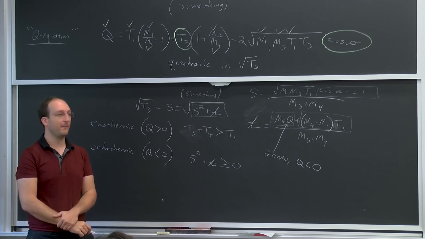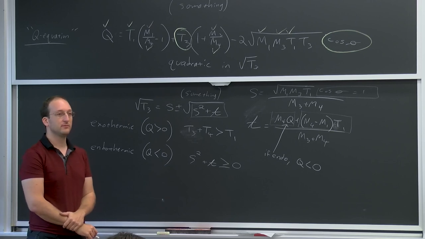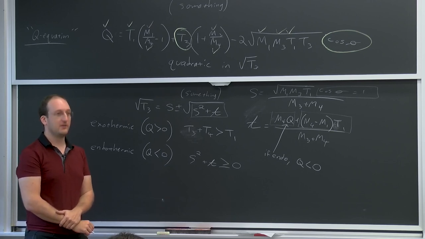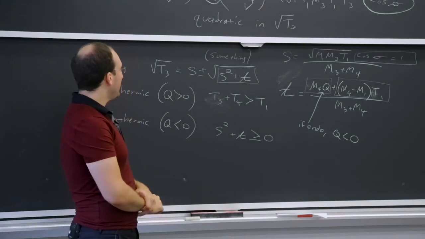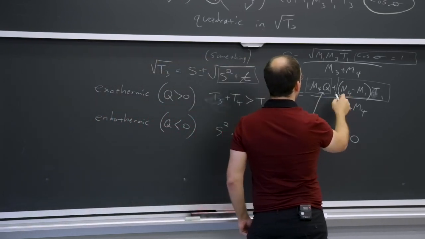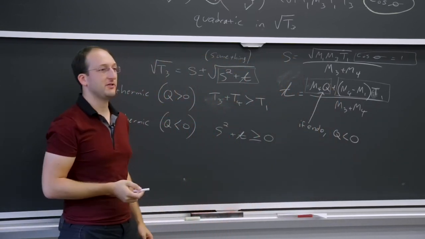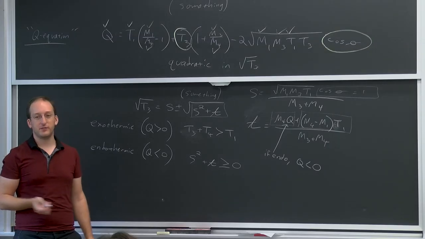Yep? So that condition, S squared plus T is greater than or equal to 0, is that basically a condition for the endothermic reaction to occur? That's correct. If S squared plus T is smaller than 0, which is to say that this whole sum right here doesn't help you balance out the negative Q, then the reaction's not going to happen. And something else might happen.